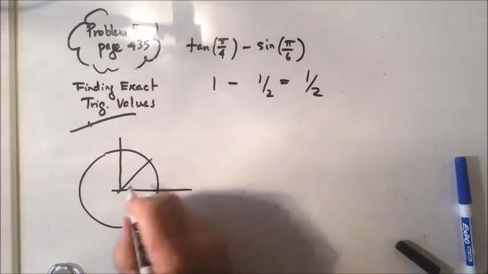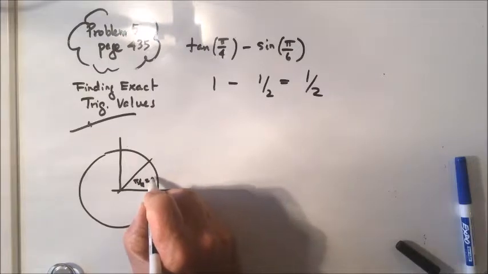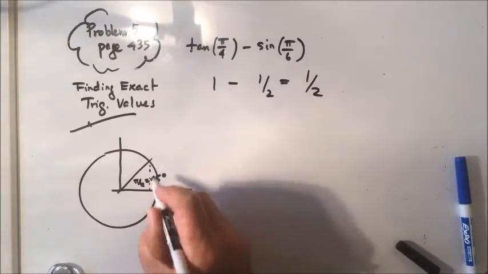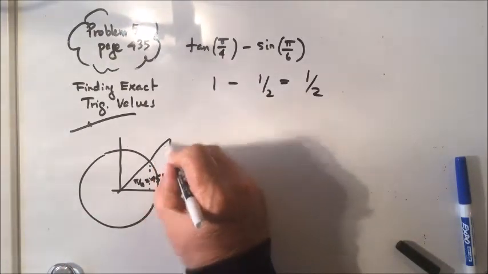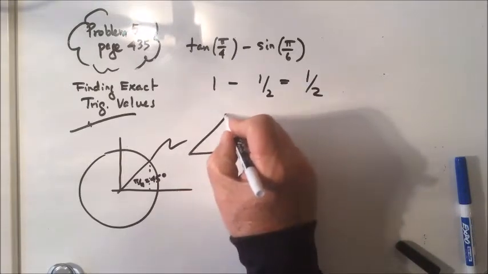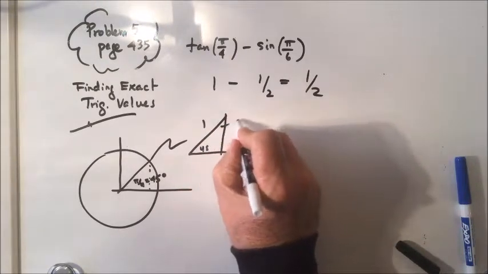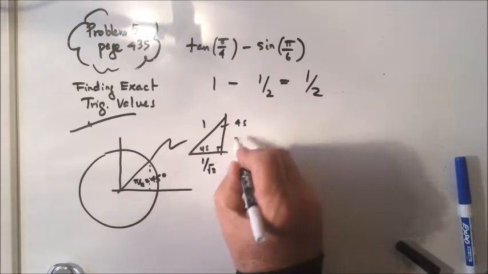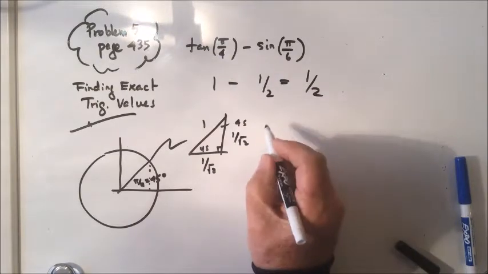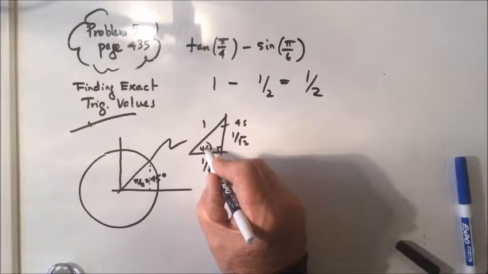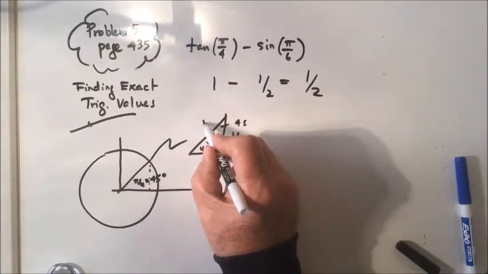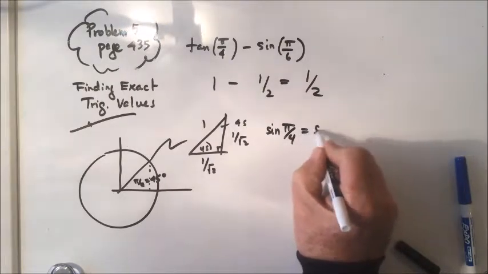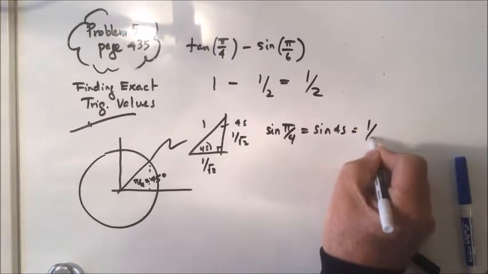Let's go find pi over 4. You recognize that's 45 degrees. You know we're looking for the tangent, and the tangent is the sine over the cosine, but let's just pull this little triangle out. 45 degrees, there's 45, there's 45, here's 90, and I think you've got to remember that this side is 1 over root 2, and this side is 1 over root 2. The sine of pi over 4, the sine of 45, equals 1 over root 2.